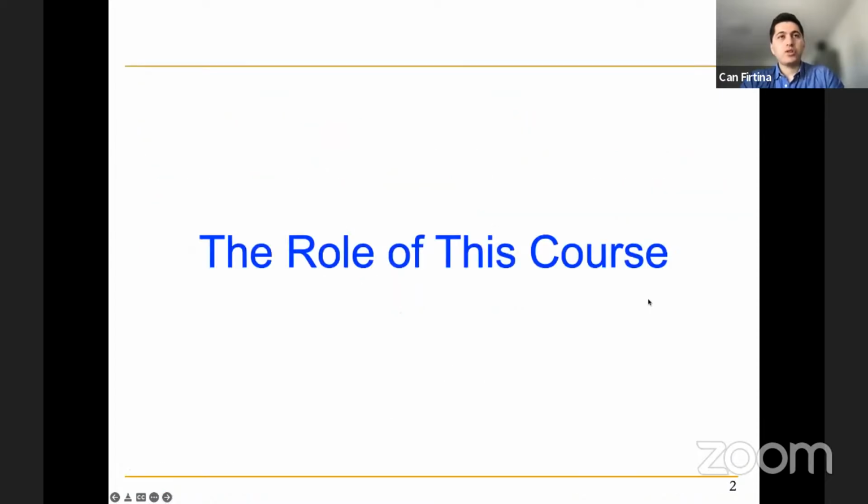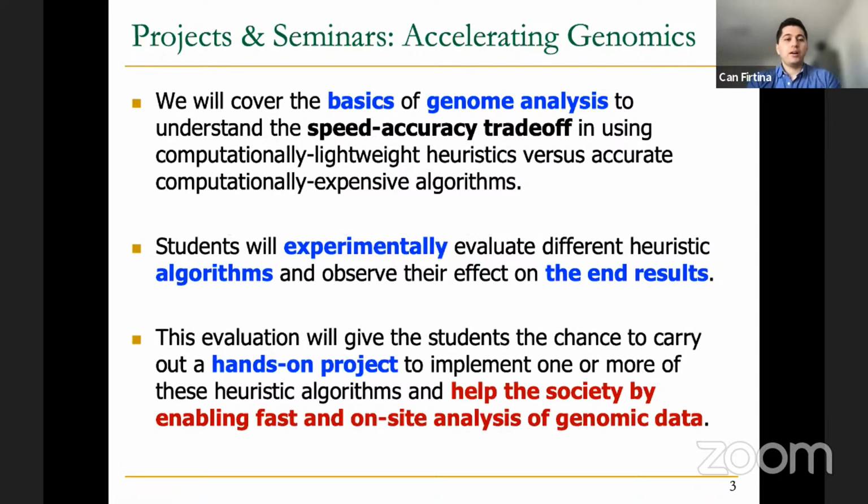So, all right. What is basically the role of this course? Let's first cover that. So basically this is a projects and seminar course, obviously, in accelerating genomics. And what we're going to be doing is covering the basic steps in genome analysis. But while doing so, you're going to be getting familiar with the key algorithms that we usually apply for analyzing the genomic data and also to make predictions based on the genomic data.